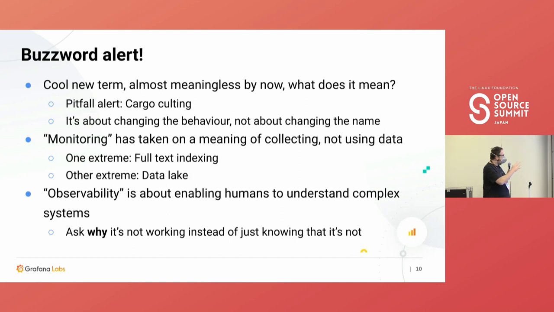So I don't have to do this joke on how observability, whatever, I work with her.